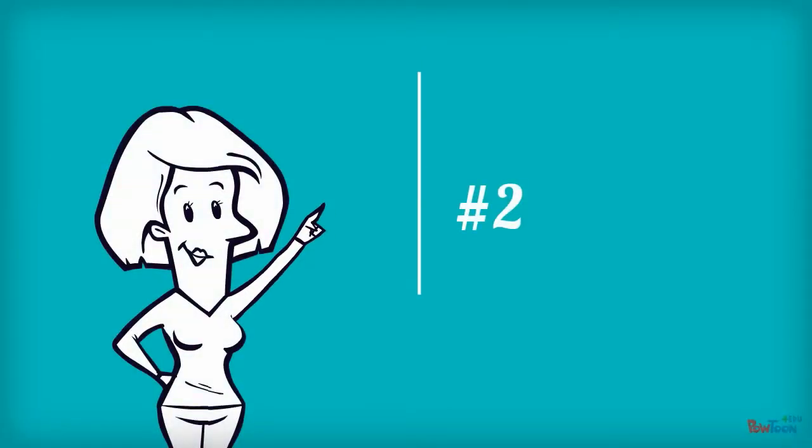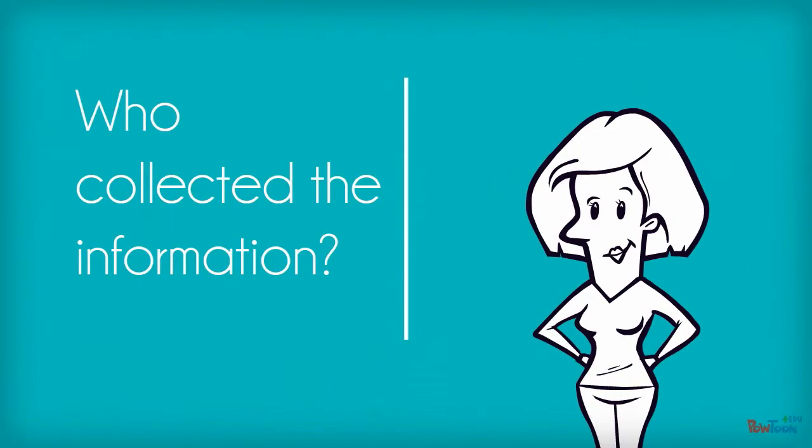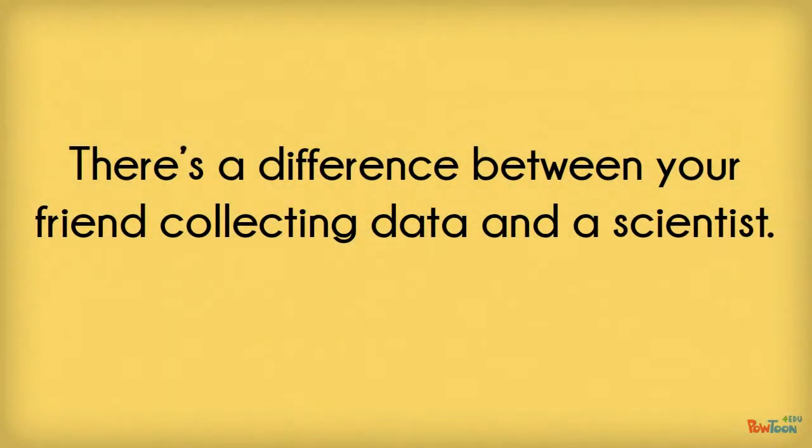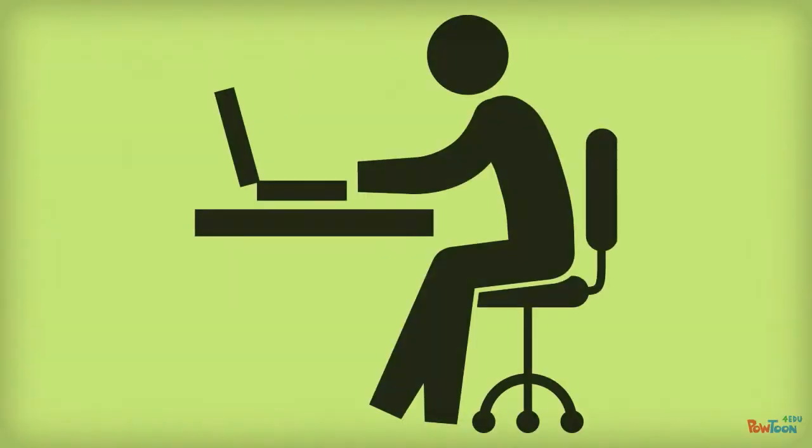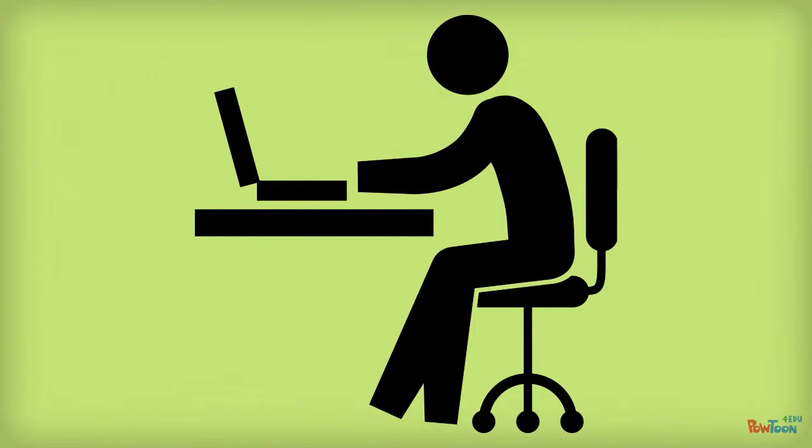Number 2. Who collected the information? There's a difference between your friend collecting data and a scientist. It's key to think if they have any biases. Check to see if certain ideas are being promoted, for example, religious or political over others, if assumptions are being made, or if it's the facts. For example, when trying to find out what type of studying is preferred, you might ask your friends, where a researcher who studies behavior of university students would have the skills and abilities to approach this in a more sound way.